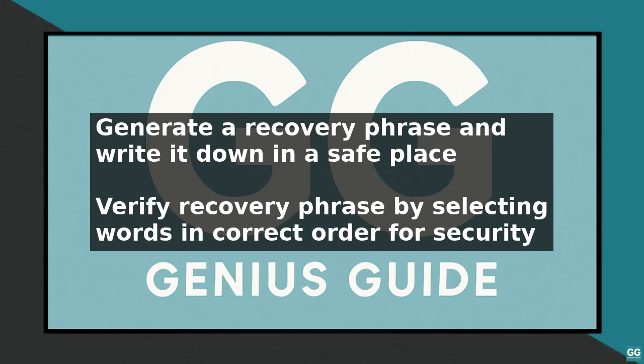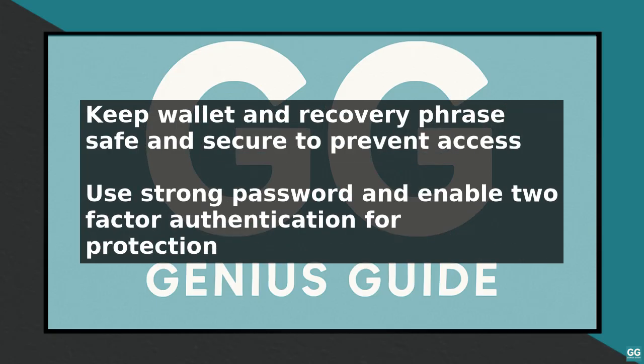To add a cryptocurrency to your wallet, tap on the Add Token button and select the cryptocurrency you want to add. You can then view the cryptocurrency's balance and transaction history, and send and receive it to and from other wallets. To send cryptocurrency, tap on the Send button and enter the recipient's wallet address and the amount you want to send. Make sure to double-check the recipient's address and the amount before confirming the transaction.